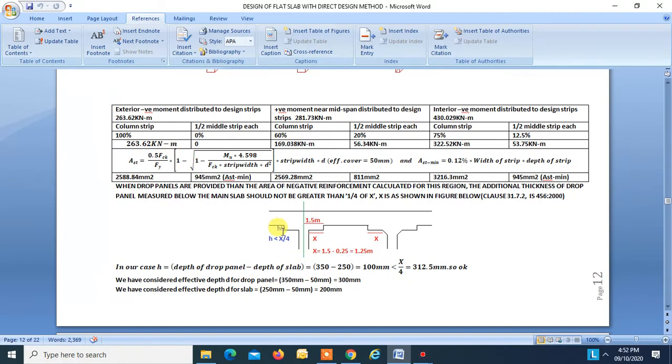And this h we are providing as 100 mm. h should be less than x by 4. So 100 mm is less than this, so it is okay. We have considered effective depth of drop panel equal to 300 mm, and we have considered effective depth d for slab as 200 mm. So this is found to be okay.